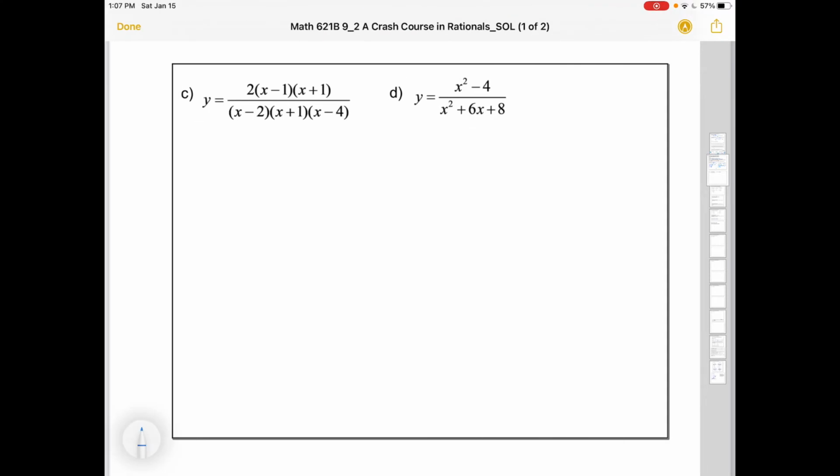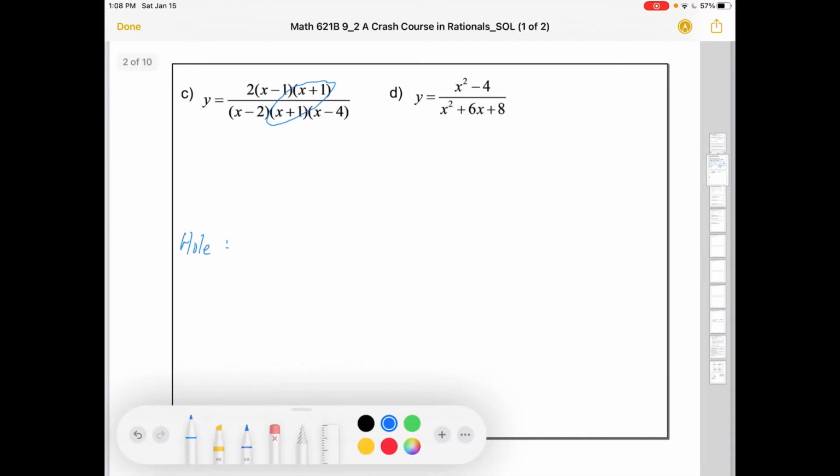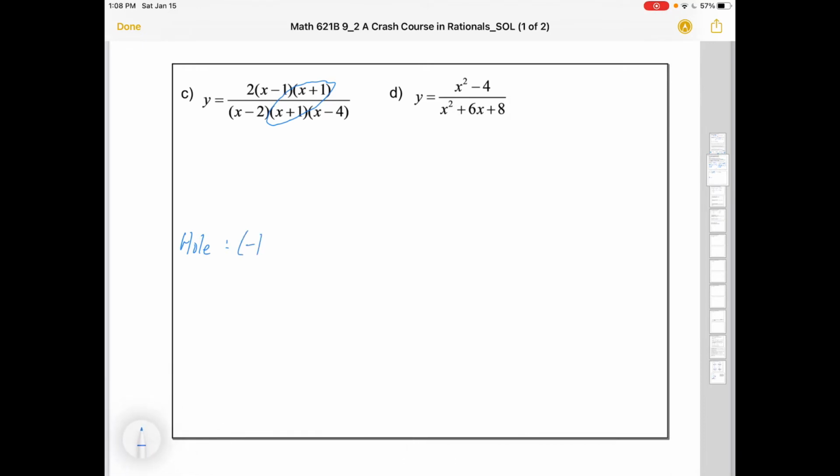All right, this one in C looks like a bit of a mess. That's because it's already factored, but that's actually helpful for you. So, holes. Are there any factors that are identical on top and bottom? Why, yes, there are. There's these ones here, x plus 1 over x plus 1. So there's going to be a hole at whatever number zeroes that out, at negative 1.